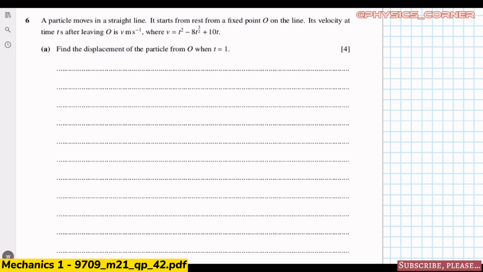Question A. Find the displacement of the particle from O when t equals 1.